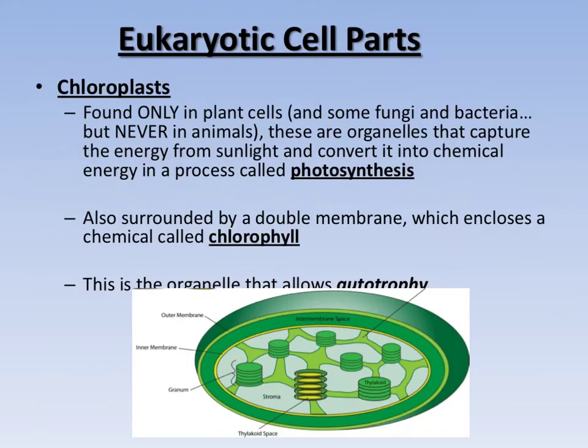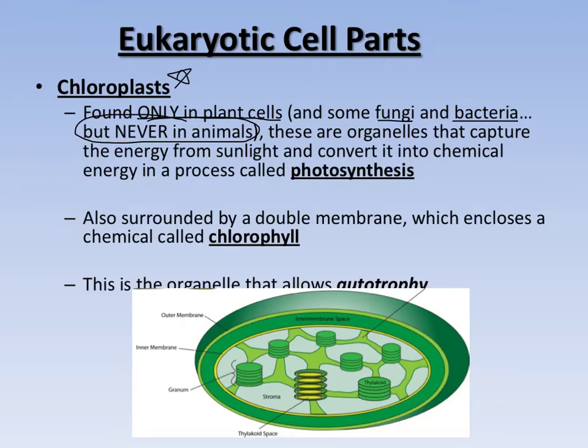Very similar to a mitochondrion, but only found in plant cells, is the chloroplast. Now, chloroplast we often say is found only in plant cells, but that's not quite true. Chloroplast can be found in some types of fungus, some bacteria. The important thing to remember is that chloroplasts are never in animal cells, right? You're never going to see a chloroplast in an animal cell.